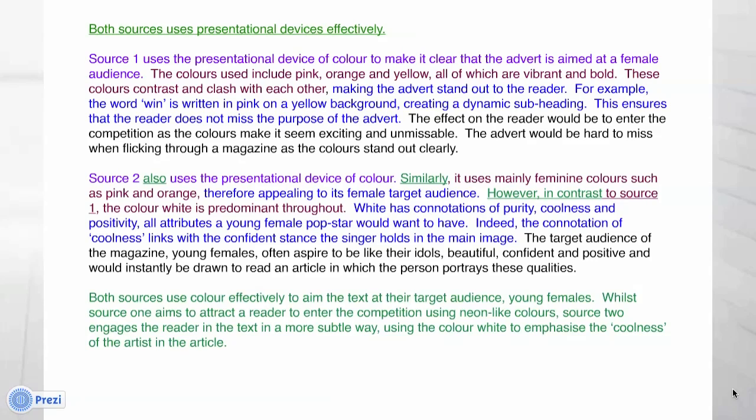So I say both sources use colour effectively to aim the text at their target audience, young females. So I've made it clear to the examiner that I understand that both sources have a target audience of young females. While source 1 aims to attract a reader to enter the competition using neon-like colours, source 2 engages the reader in the text in a more subtle way, using the colour white to emphasise the coolness of the artist in the article. So there I've explained what's the same and I've also said what's different because I've highlighted that source 2 has used the colour white. So that's just the start of my answer.